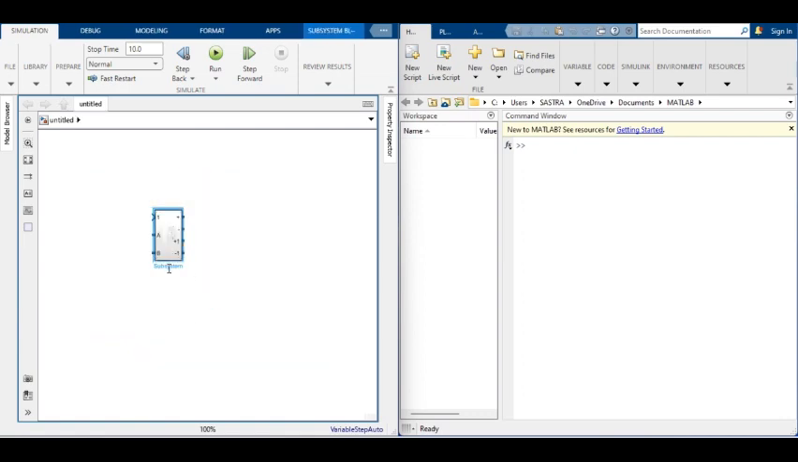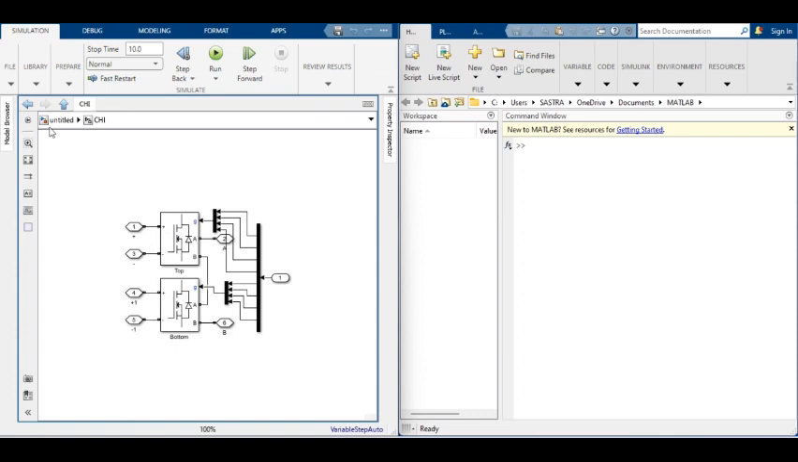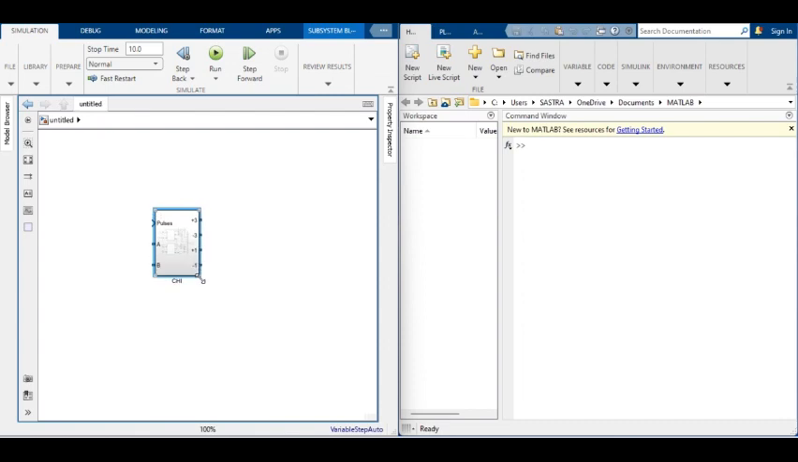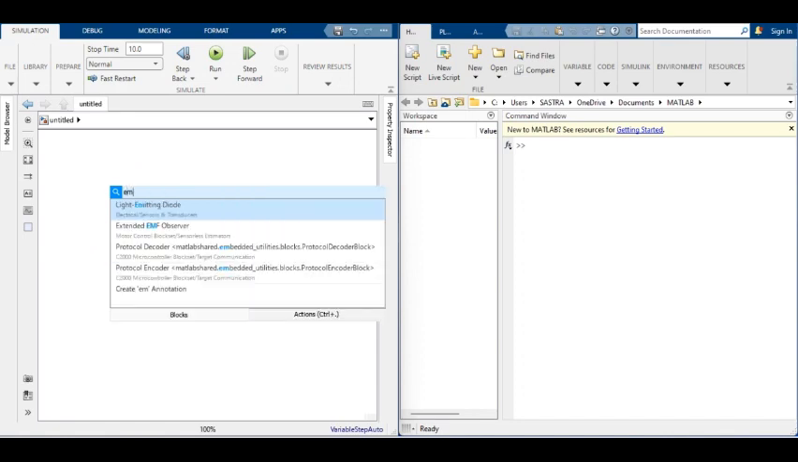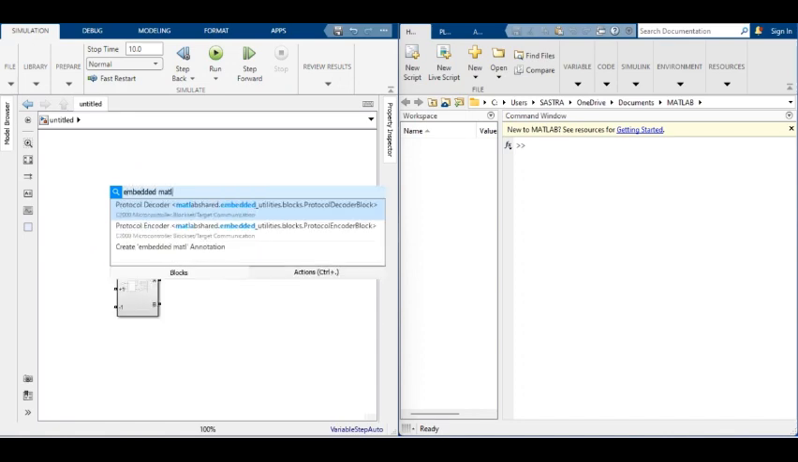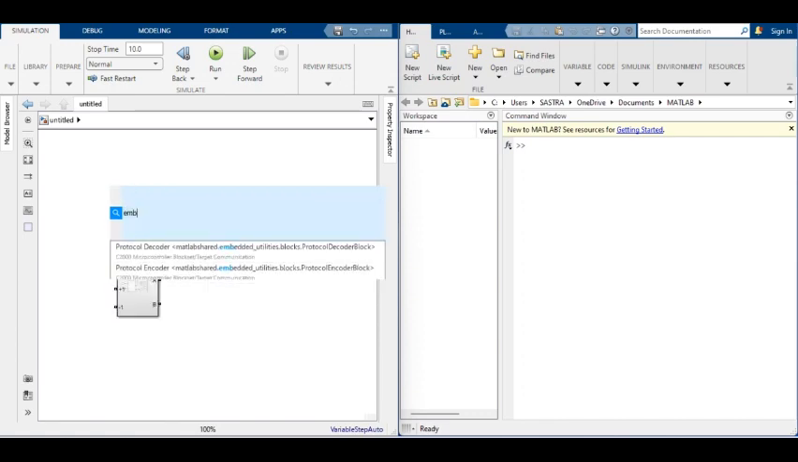Both H-bridges are grouped and subsystems are created to build a three-phase circuit. Gating pulses are produced using MATLAB functions. In MATLAB functions, the switching states of 8 switches are described for the sinusoidal reference input.